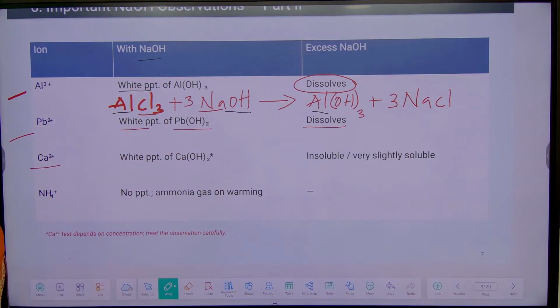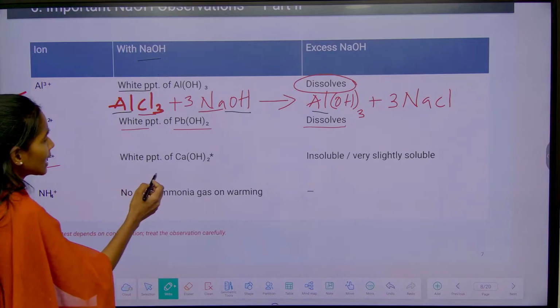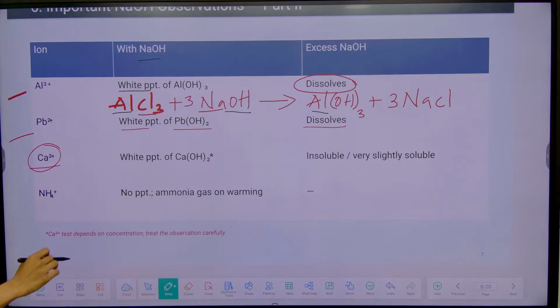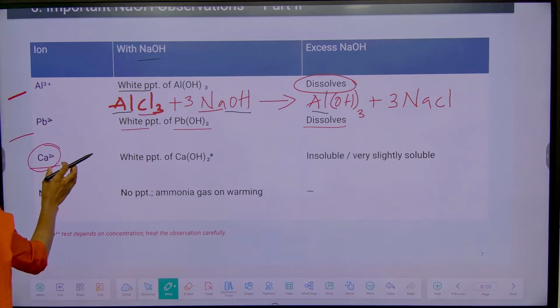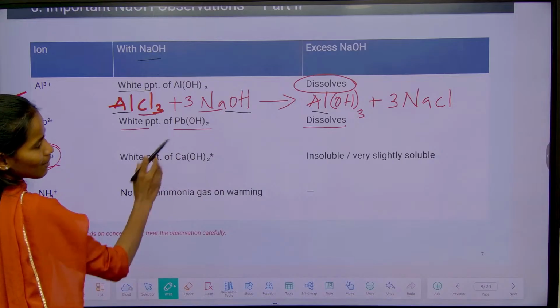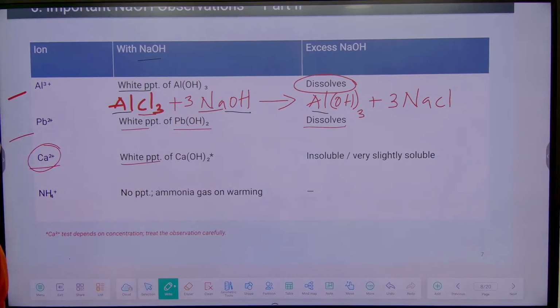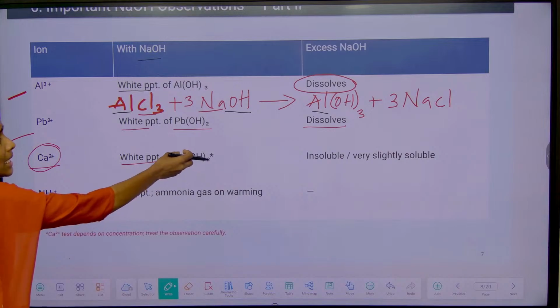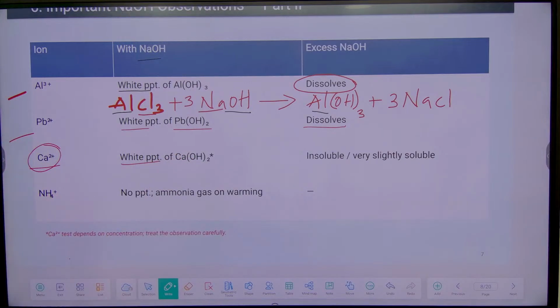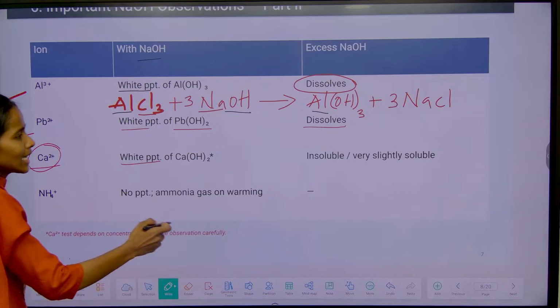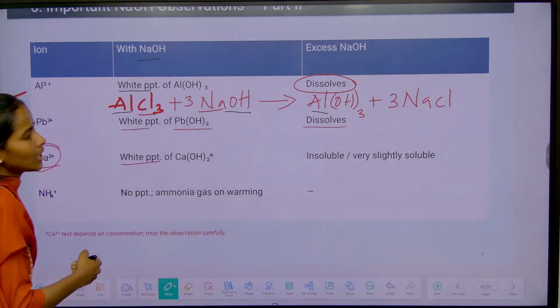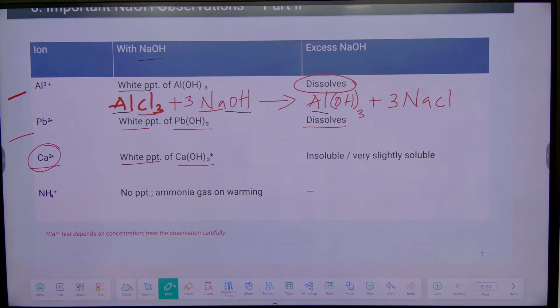Then calcium plus 2, very important, calcium hydroxide. We will take any salt, calcium sulfate or calcium chloride, and prepare a solution. To that solution, we will add NaOH solution. Then NaOH will react with the calcium salt solution and we will get calcium hydroxide, which is a white precipitate. Now to this precipitate, we will add excess NaOH. You will see it is slightly soluble. Calcium hydroxide is slightly soluble in the presence of excess NaOH.